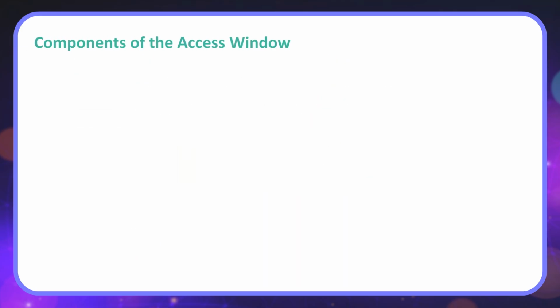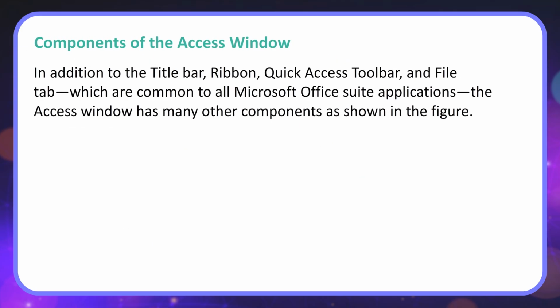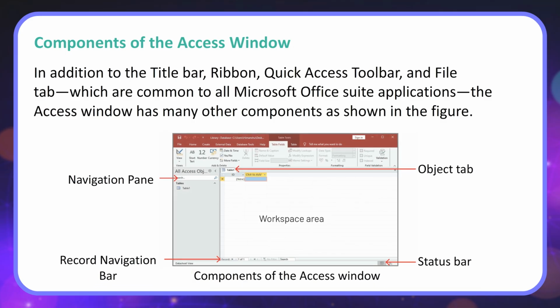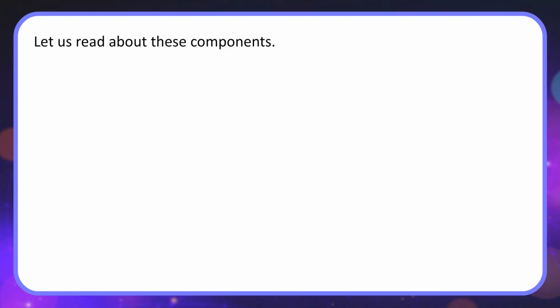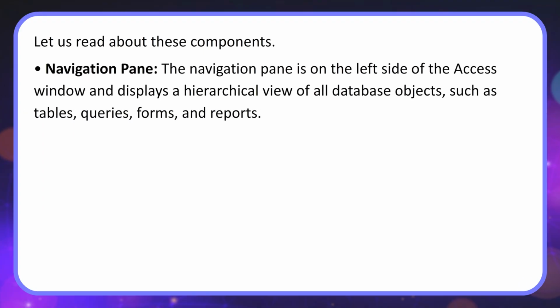Components of the Access window. In addition to the title bar, ribbon, quick access toolbar, and file tab, which are common to all Microsoft Office Suite applications, the Access window has many other components as shown in the figure. Components of the Access window: Workspace area, Navigation pane, Record navigation bar, Object tab, Status bar. Let us read about these components.